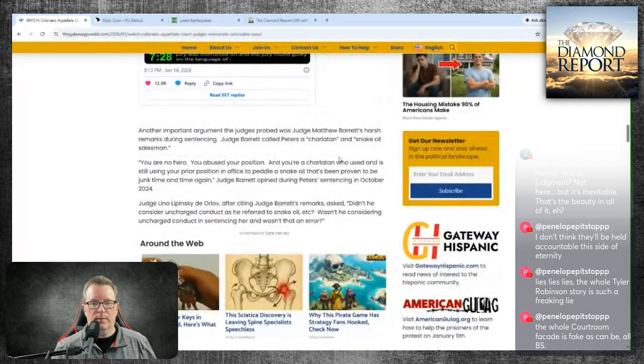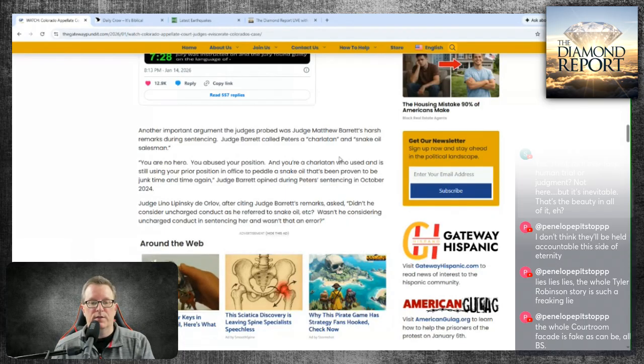So another important argument the judges probed was Judge Matthew Barrett's harsh remarks during sentencing of Tina. Judge Barrett called Peters a charlatan and snake oil salesman. "You are no hero. You abused your position." This is what the judge told Tina Peters. "And you're a charlatan who used and is still using your prior position in office to peddle a snake oil that's been proven to be junk time and time again," Judge Barrett opined during Peters' sentencing in October 2024.